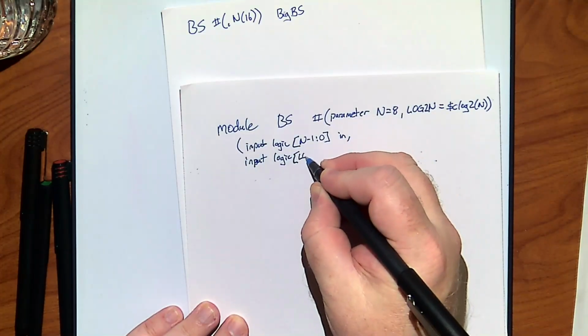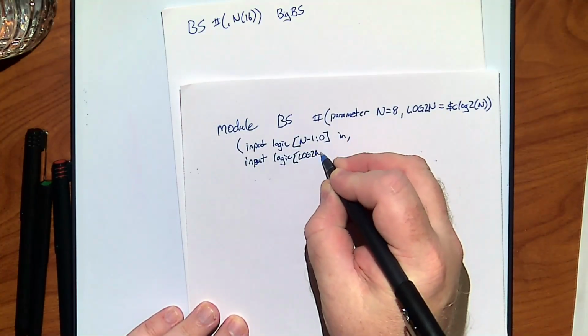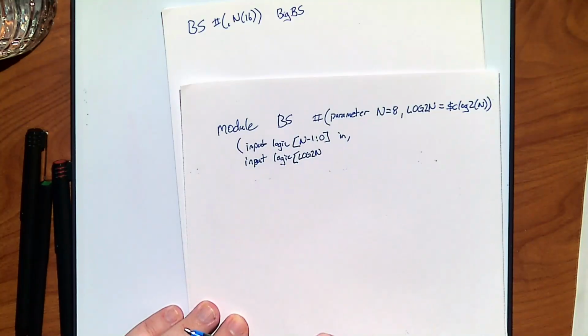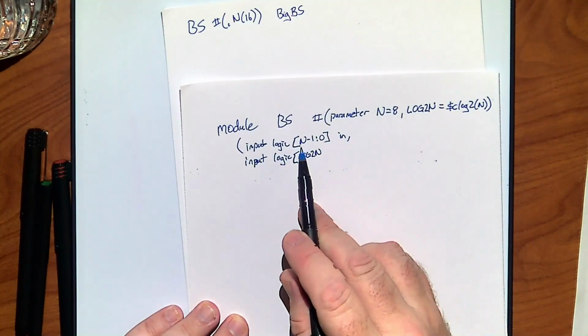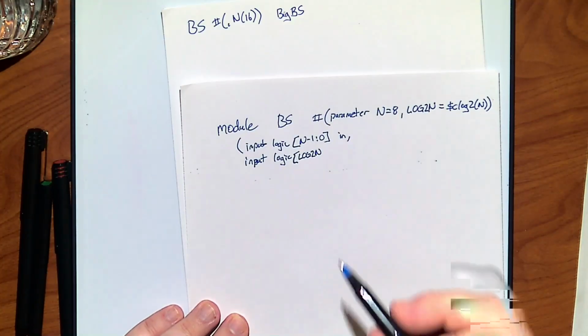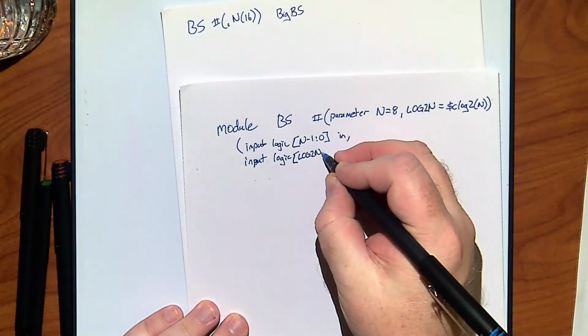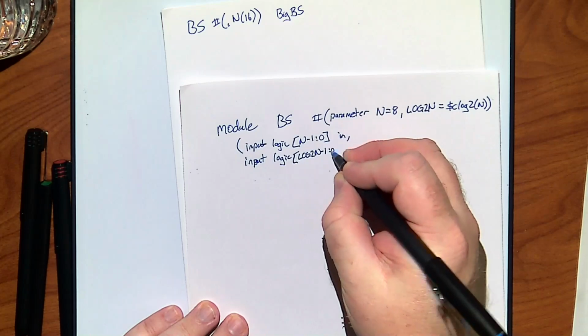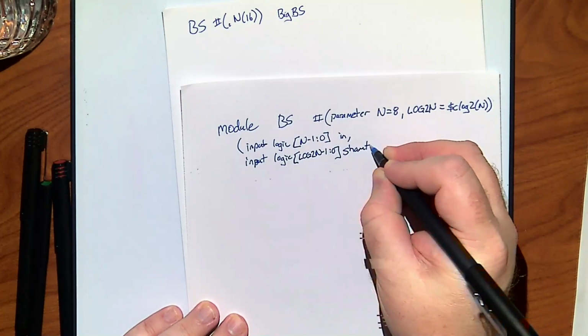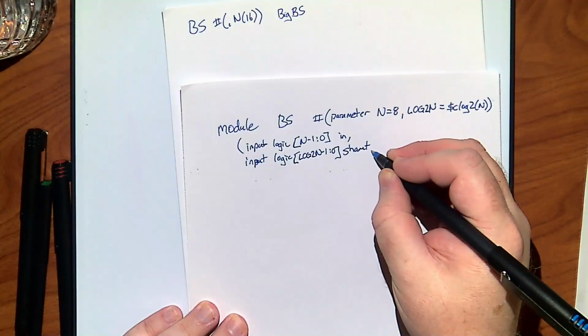Now I have to do log 2. Because remember, the amount that I'm going to be using as a shift is not proportional to the bits n, it's proportional to the log base 2 of size. So this will be log base 2 of n, minus 1 down to 0. And that is how big my shamt is, from what we've been using so far.